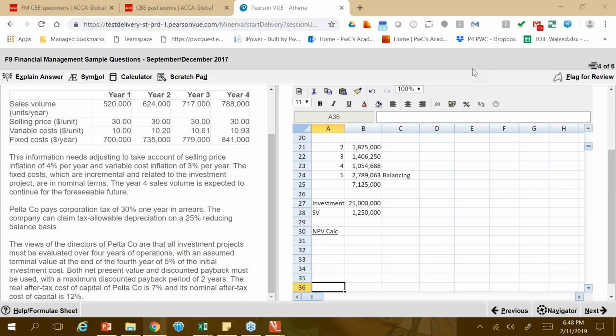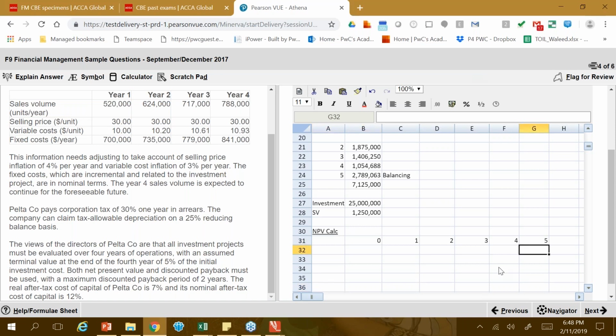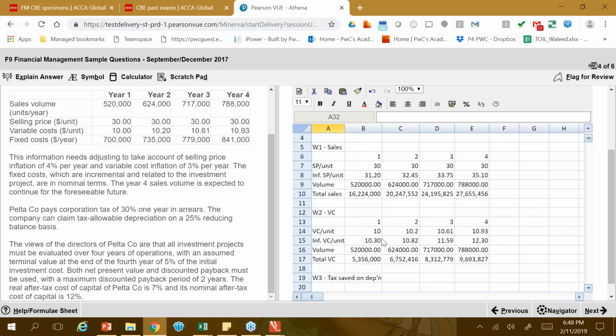Okay. So 0, 1, 2, 3, 4, 5. I also need a column 5 here because of the timing of the tax in this question. So the first thing is to work out the operating profit, which I know is sales minus the variable cost minus the fixed cost. Now, remember, fixed cost was already inflated. I didn't need to do anything on them.